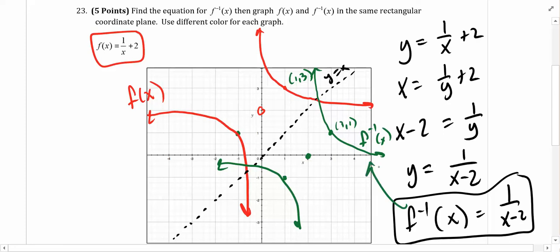You could also use your calculator to verify that that is correct, and I highly recommend that you do that on the test. So graph both of them and then graph the points on there as well.